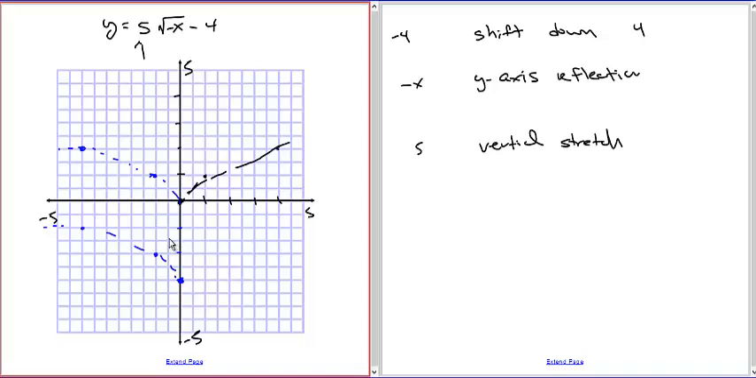Now, as far as the vertical stretch is concerned, what that means is it's going to go something kind of like this. Now, does this thing shift as well? Does this thing go further down? No, I don't think so, because if you think about it, if x is 0, then you're going to have 0 times 5, which is 0. So it doesn't affect this anchor point.